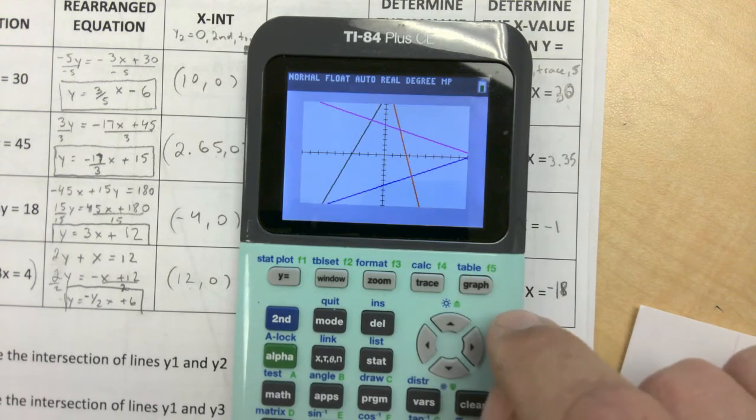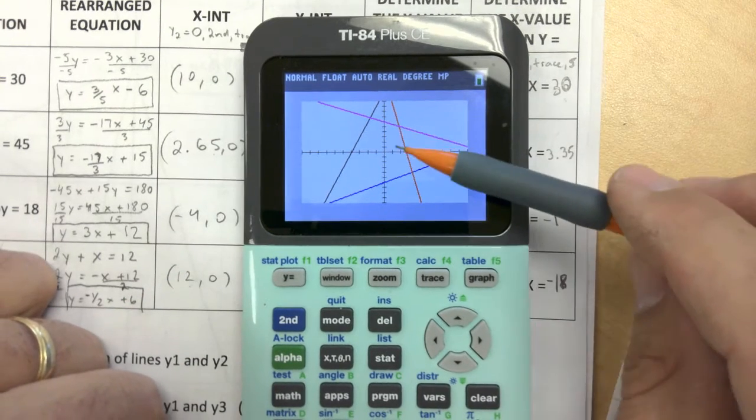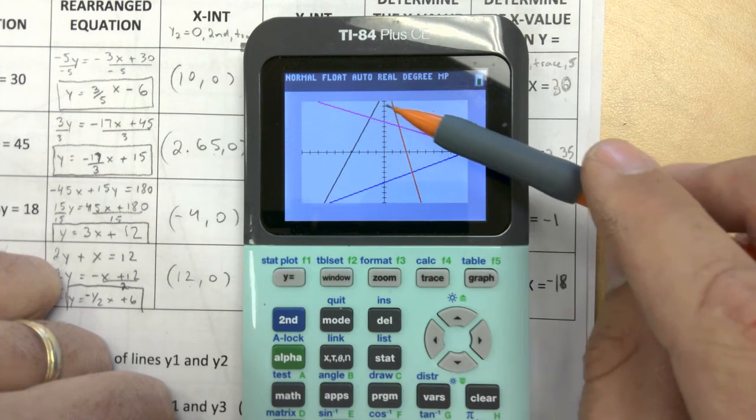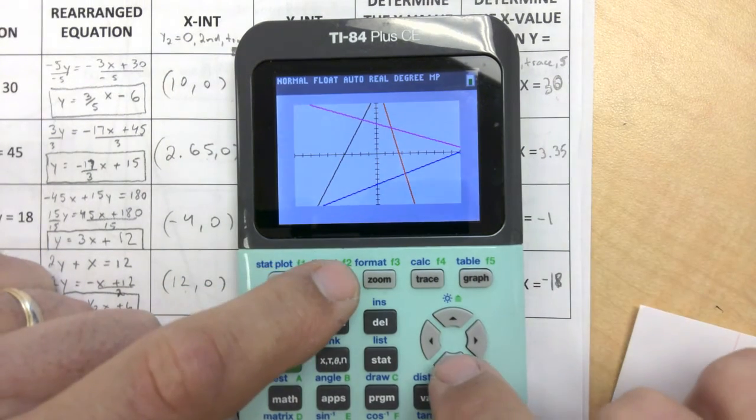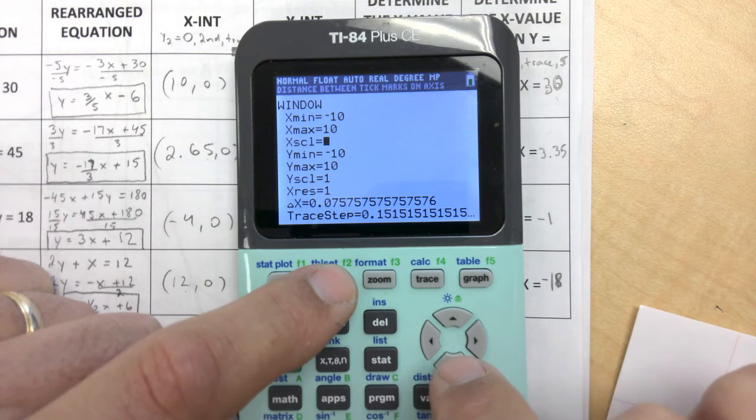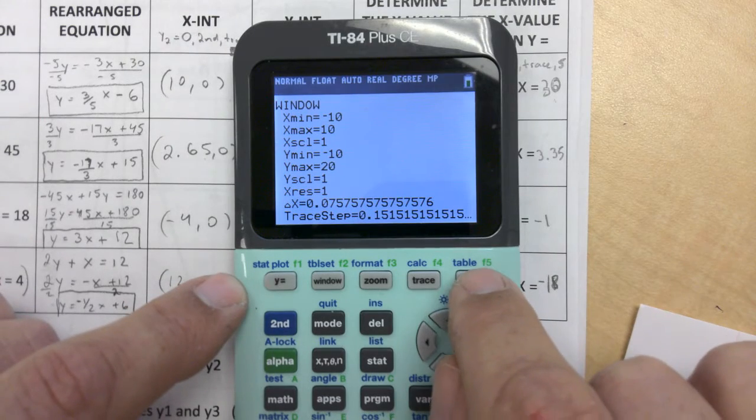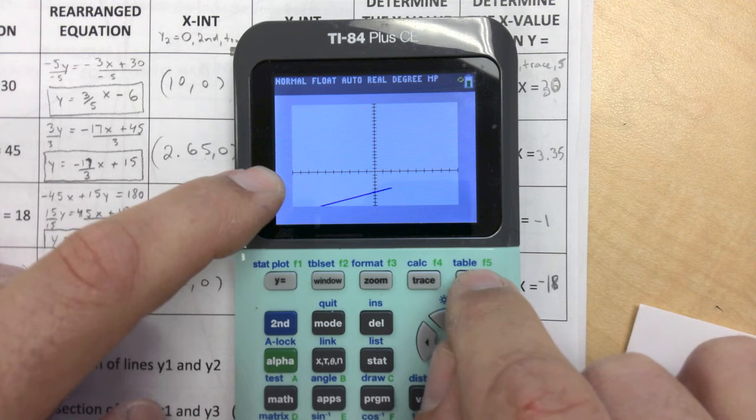Let's hit graph again, and I'm going to adjust my window a little bit. So I'm going to increase my y max so that I see where these two lines meet. Let's do that first. I think we need to take it one step at a time. So window, I'm going to change my y max to, let's say 20. Let's double it. That should be fine because we're very close. So change the y max to 20, hit graph.